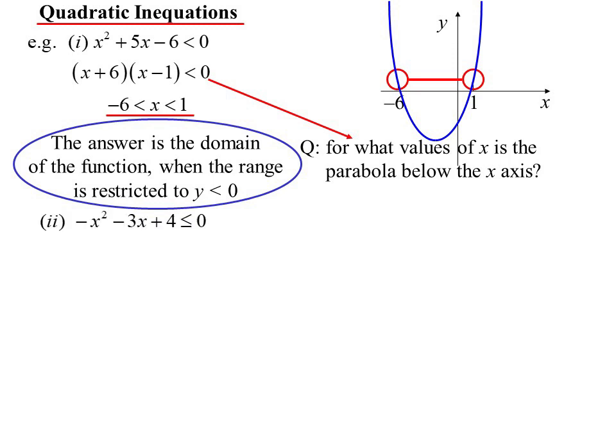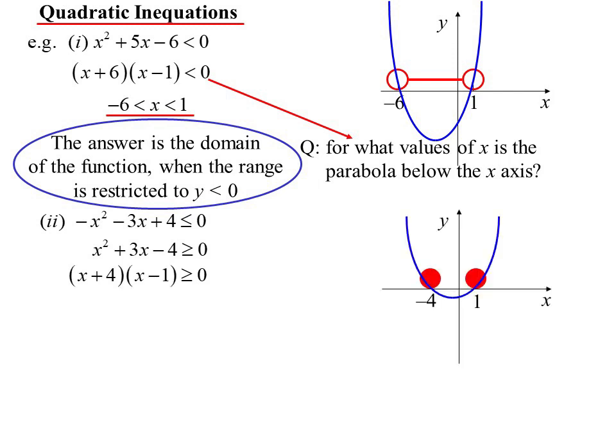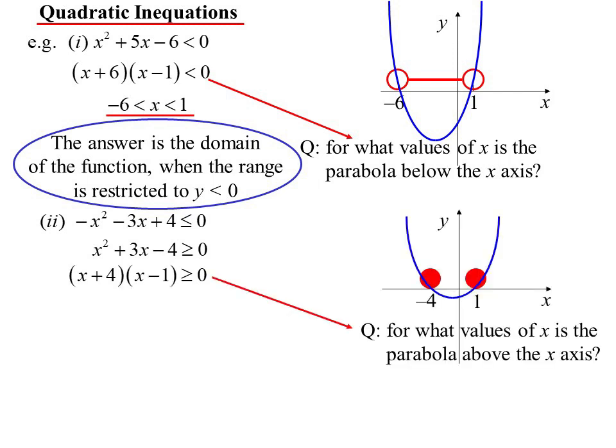If I had this one, minus x squared minus 3x plus 4, personally, I just prefer it to be a positive x squared. That's just me. So I'm going to multiply everything by negative 1, but if I change the sign, I change the sign. That factorizes. And this time I'm saying, hey, when is this parabola above the x-axis? Again, I'm sure it's that piece of the parabola. I'm only interested in the x values. And so there's my solution.